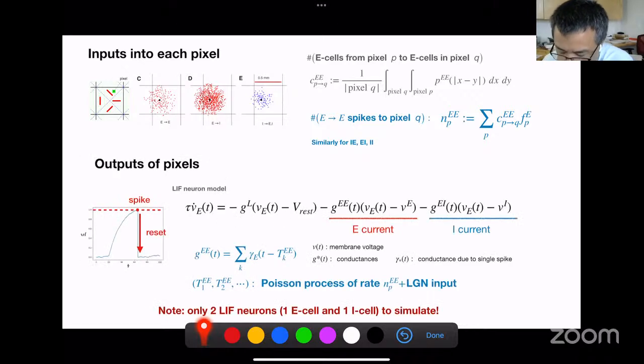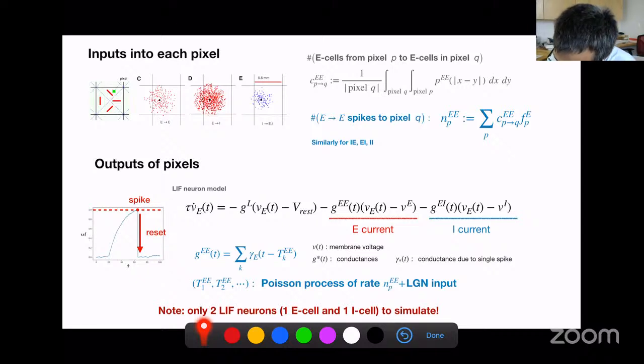Now, how do I compute the outputs of pixels? Since I'm assuming that I can find an appropriate scale for these pixels so that they're all sort of the same, I just need a recipe for calculating an average response for cells in the pixel. The way we do that is we simulate the leaky integrate-and-fire neuron model.